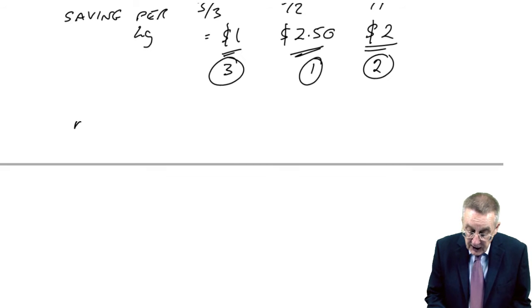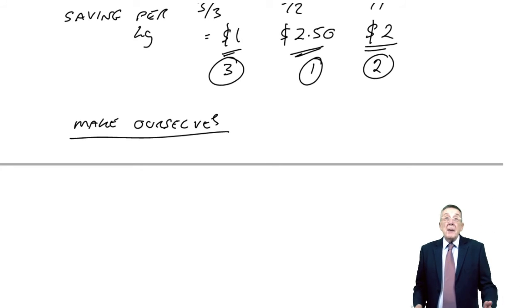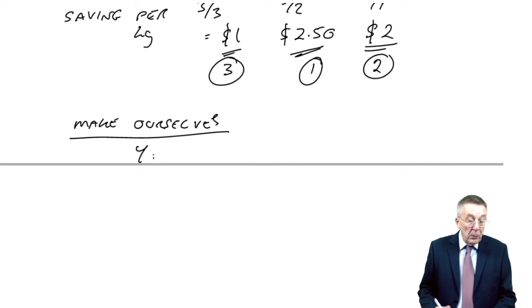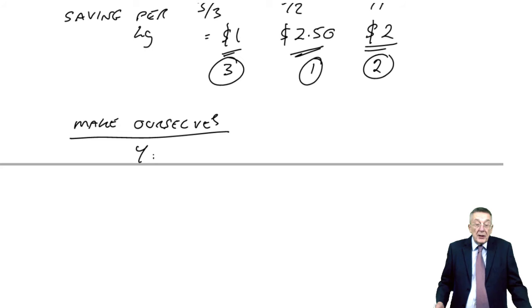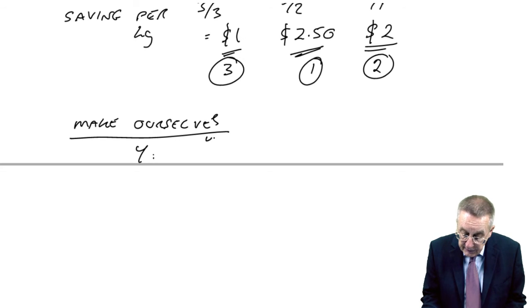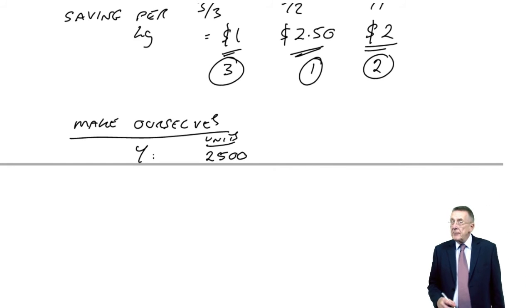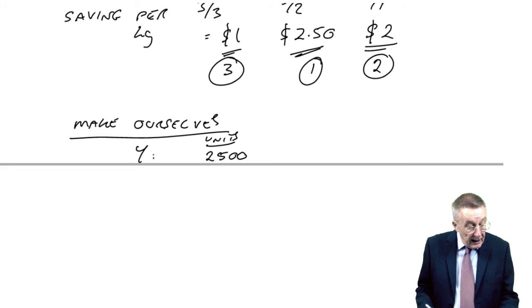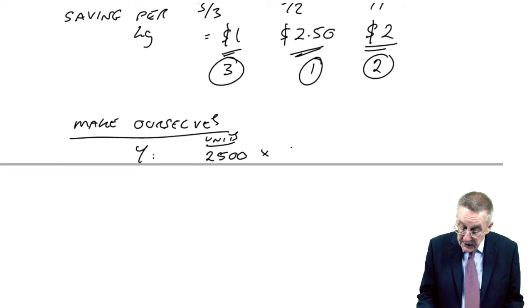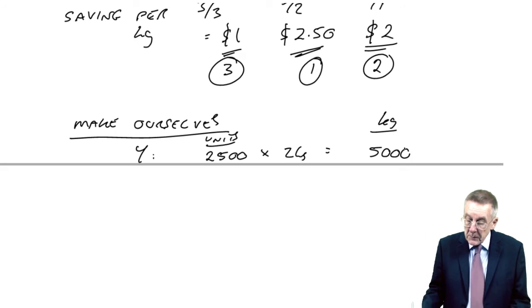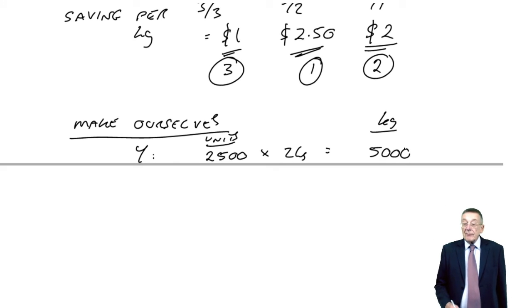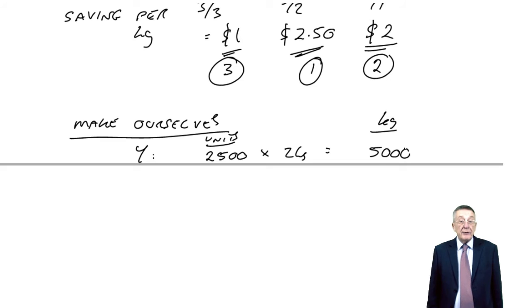Y was best, so we'll make as many Y's as we can. Well, of course, there's no point in making more than demand because that's the most we could sell. So we'll make 2,500 units of Y. But I'd better check, obviously, we do have enough material to make 2,500 units. The material, 2 kilos a unit, so 5,000. So no problem there. We have enough material to make Y in full.